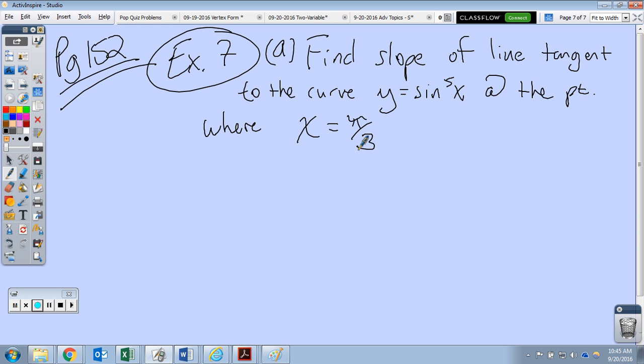Find the slope of the line tangent to the curve y equals sine of x to the 5th power at the point where x equals 1/3 pi. So in other words, we want to find f prime of pi over 3.